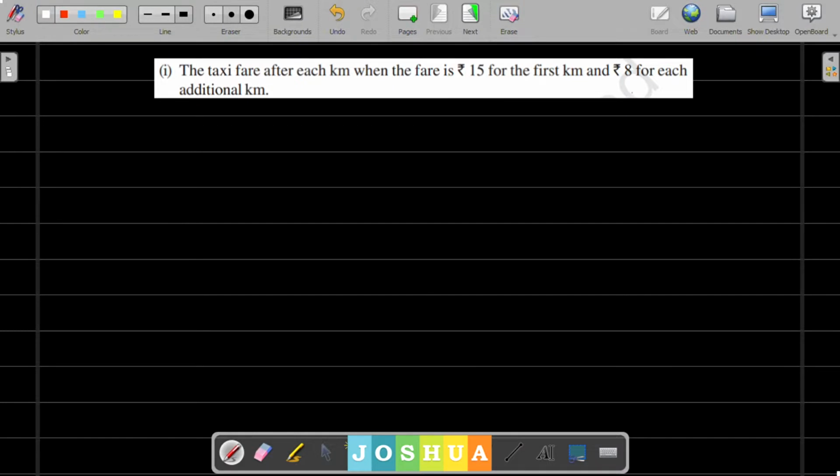Taxi fare after each kilometer, when the fare is rupees 15 for the first kilometer and rupees 8 for each additional kilometer. The taxi fare for the first kilometer I call A1, that is equal to rupees 15, and the taxi fare for the second kilometer is equal to the cost of the first kilometer plus the additional kilometer rupees 8, so that is equal to 15 plus 8, that is equal to 23.